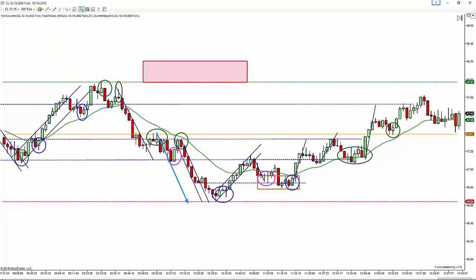But we look at it from the perspective of, now we have this first pullback, fails, second pullback. I marked it in green because it kind of stacked up a bit. But now we're looking at maybe another move up. And it did turn out to be that way. So price moves up to here, pulls back again.